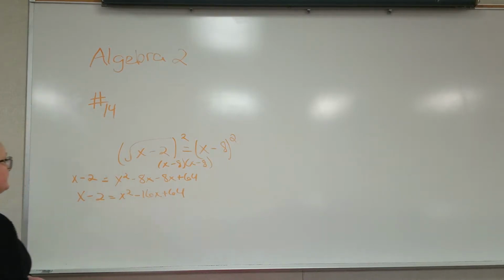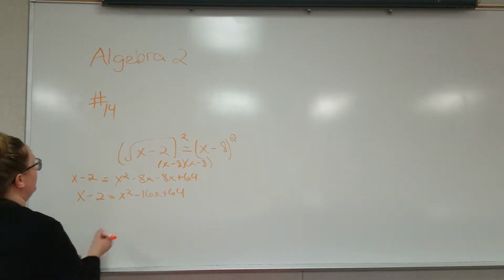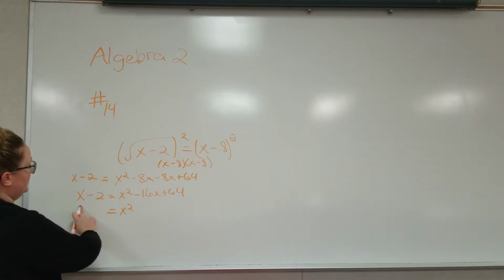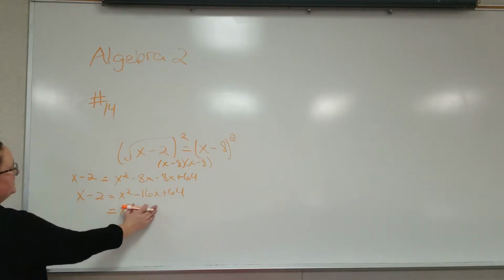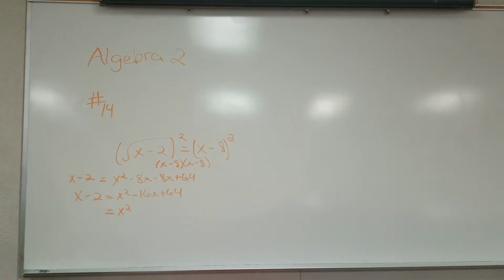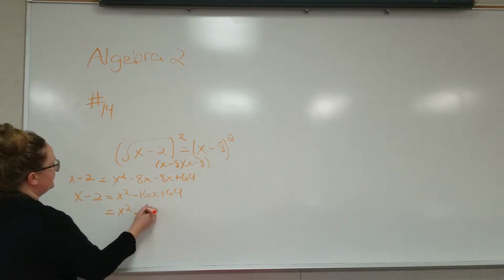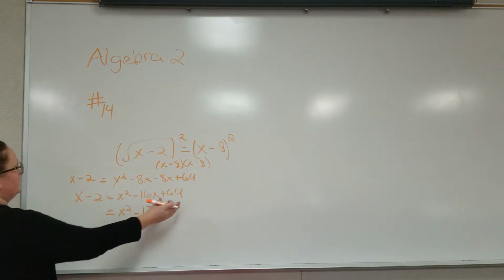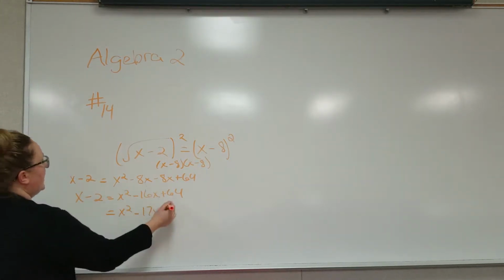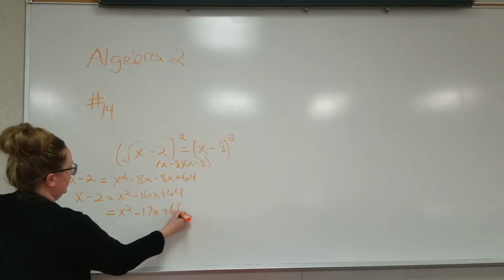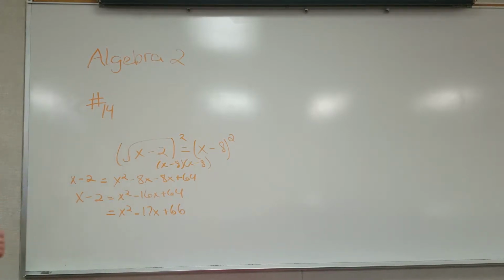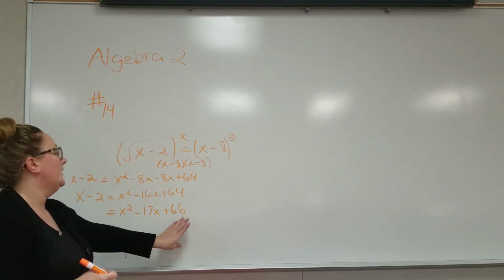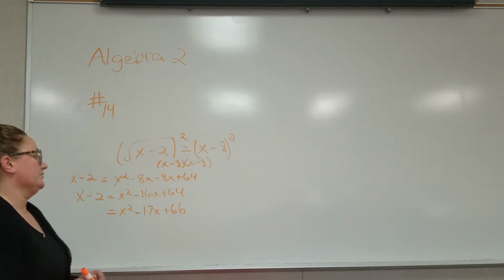All right? So then put everything on one side. We have x squared. This x is going to move over here. It's positive, so on this side it's going to subtract. So negative 16 minus 1 is negative 17x. And then 64, and this 2 is going to add. So it's going to be plus 66. All right, so now we have a quadratic equation. This is the quadratic term, linear term, and the constant term.